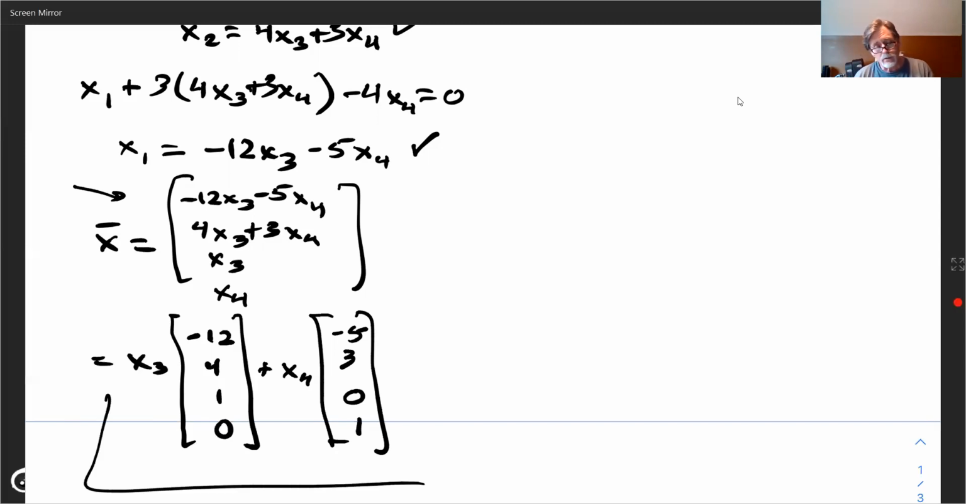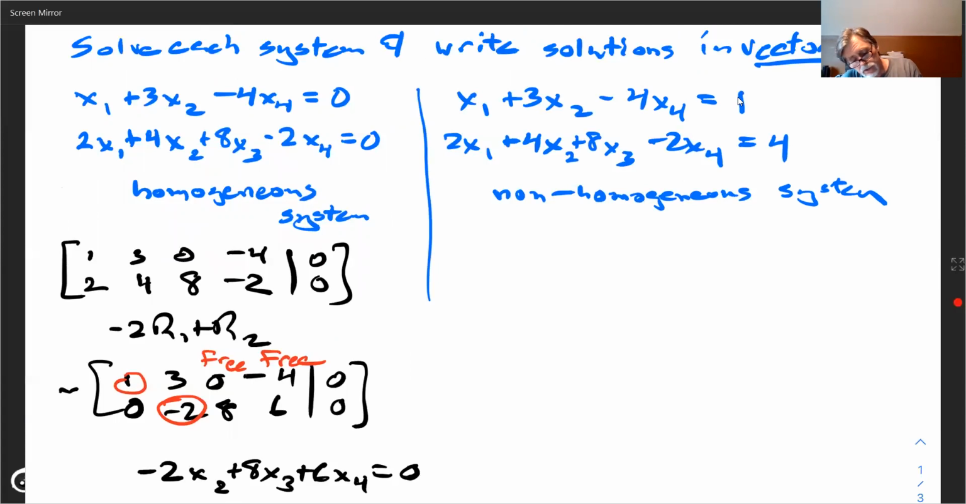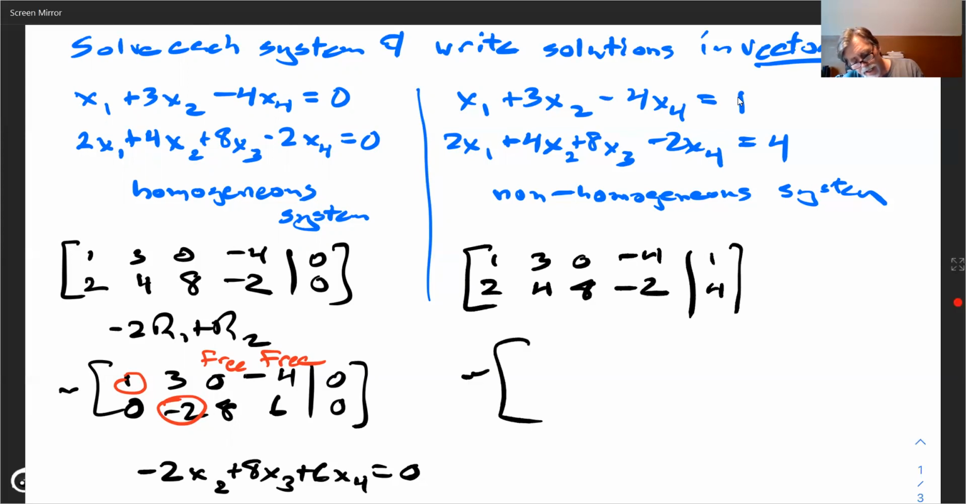Now, if we quickly go to the other side, let's do this one. I'm going to set it up. And the math is identical except for the last column. Okay, 2, 4, 8, negative 2. So row reducing, exactly the same move. 1, 3, 0, negative 4. And what did we get? 0, negative 2, 8, and 6.